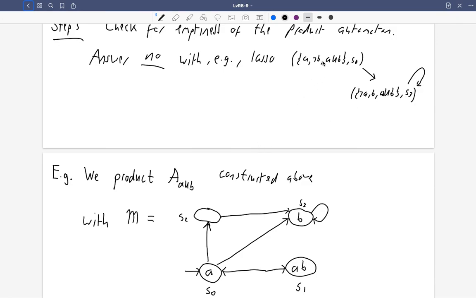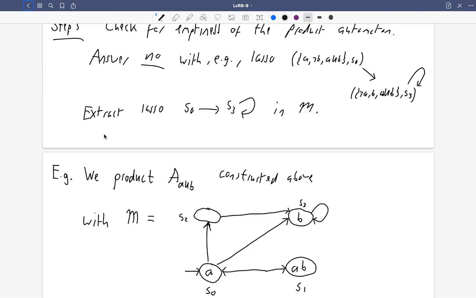So we've got this lasso, and we use this to extract a lasso in the transition system. We do that by simply projecting out the states from the transition system in the obvious way, so the second elements of the pairs. I just want to make my 3 look like a 3. So we extract then the lasso S0, S3 in M.